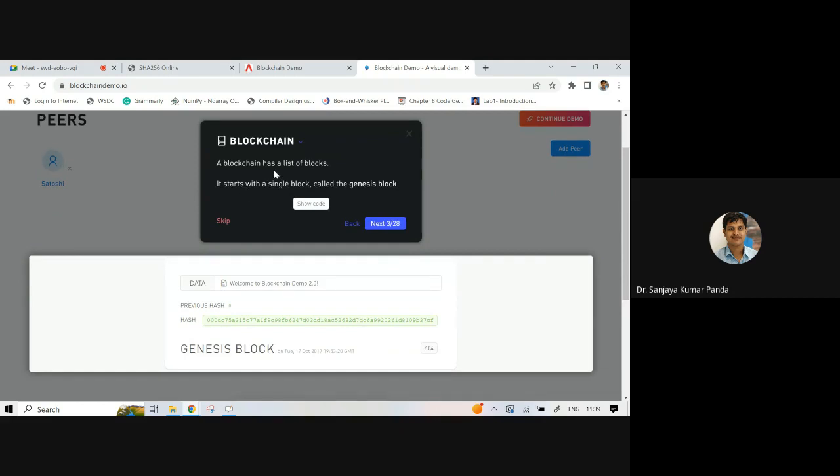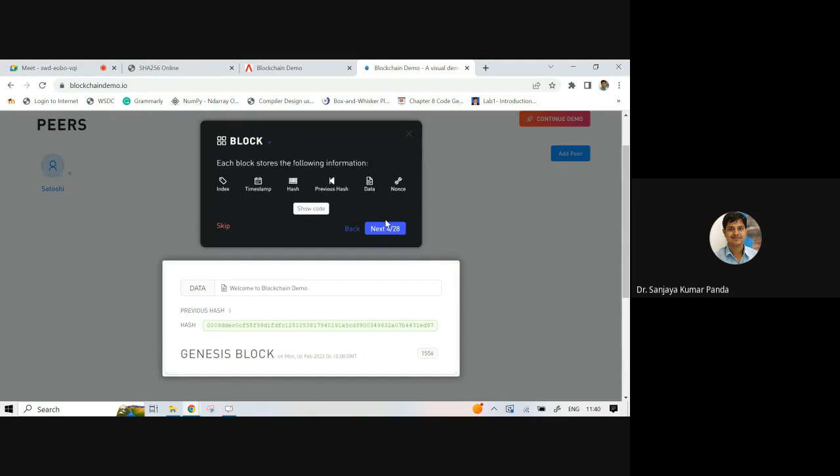The first one says the blockchain has a list of blocks. This is an example of a simple block, which I mentioned to you. That block is called the Genesis block. You have some data here; it is written welcome to blockchain demo 2.0. If I delete a particular thing, then the hash is changed. As it is a Genesis block, the previous hash is equal to 0. You can click here to get the nonce value. The nonce value is 13441. Suppose I remove this one, then when I again get the nonce, I'll get a different nonce value.